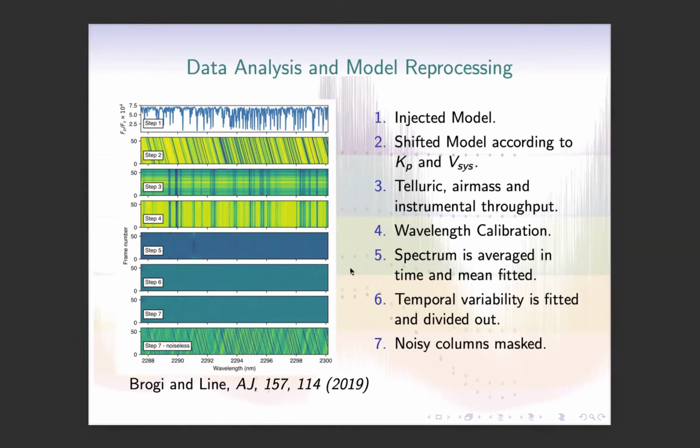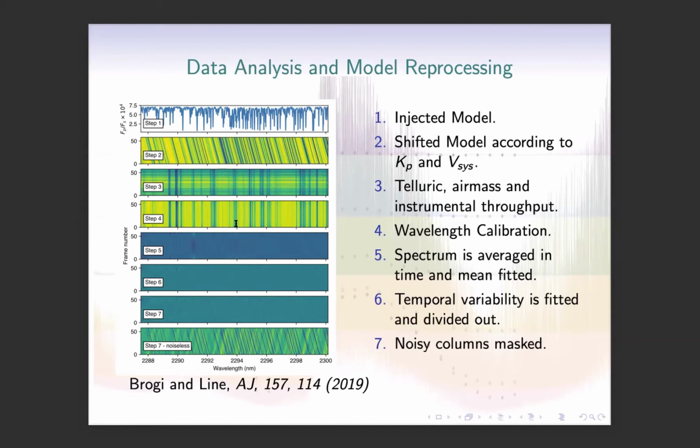First, you inject the model. So here is our spectrum that we want to create basically a data set with, to compare with the actual data. You shift the model according to the KP and the VSIS, and that results in these lines here that move down, that are Doppler shifted as the observation goes. And then you have the telluric, air mass, and instrumental effects that are introduced on top of that. And then you calibrate that with the wavelengths, and you calibrate the wavelengths usually using the telluric lines. And then finally, this is what you end up with.